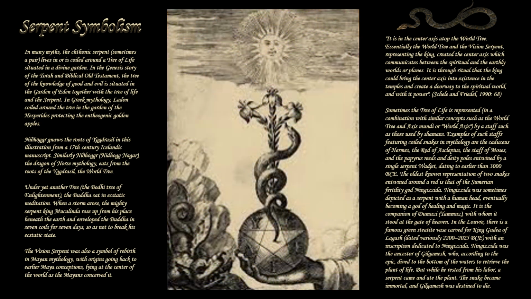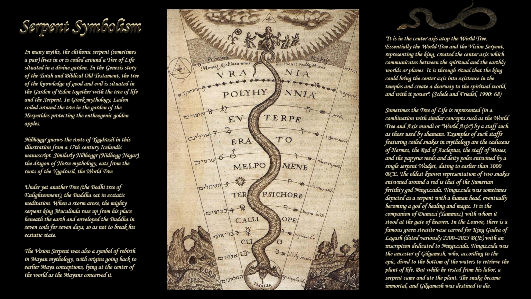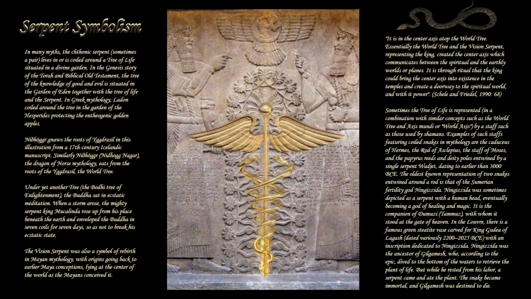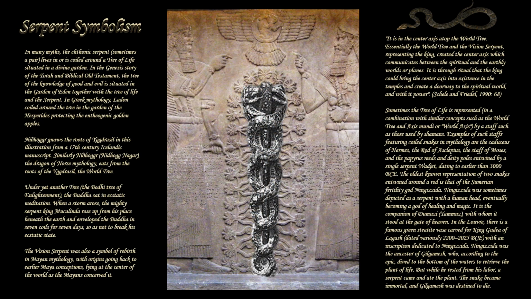In combination with similar concepts such as the world tree, axis mundi, or world axis, the tree of life is represented by a staff, such as those used by shamans. Examples of such staffs featuring coiled snakes in mythology are the caduceus of Hermes, the rod of Asclepius, the staff of Moses, and the papyrus reeds and deity poles entwined by a single serpent, Djed, dating to earlier than 3000 BCE. The oldest known representation of two snakes entwined around a rod is that of the Sumerian fertility god Ningazida. Ningazida was sometimes depicted as a serpent with a human head, eventually becoming a god of healing and magic. He is the companion of Dumuzi or Tammuz, with whom he stood at the gate of heaven.